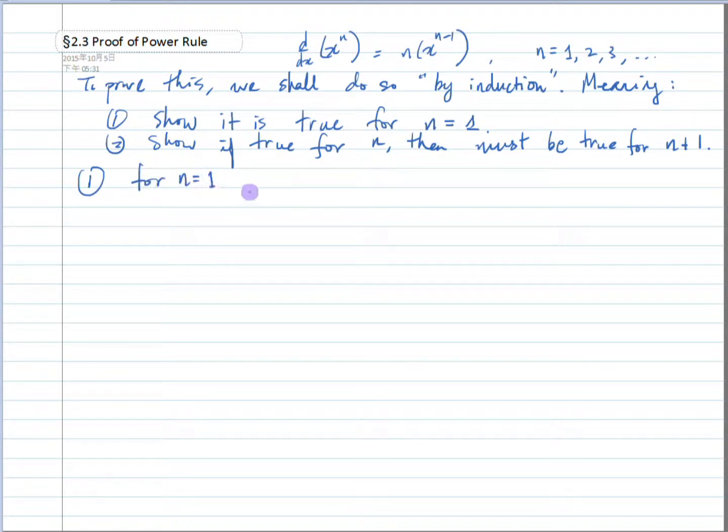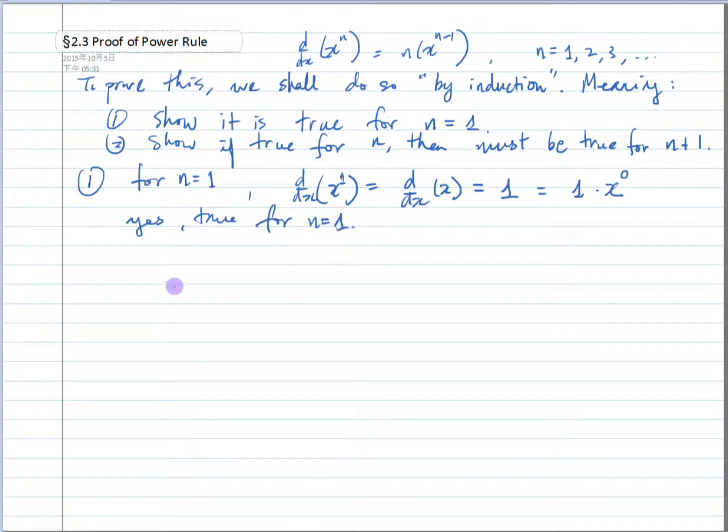For n equals 1, d/dx of x to the power 1 is just d/dx of x, and that is equal to 1. But we can always write this as 1 times x to the power of 0. So this is true for n equals 1. This is precisely the expression when n equals 1. So yes, true for n equals 1.